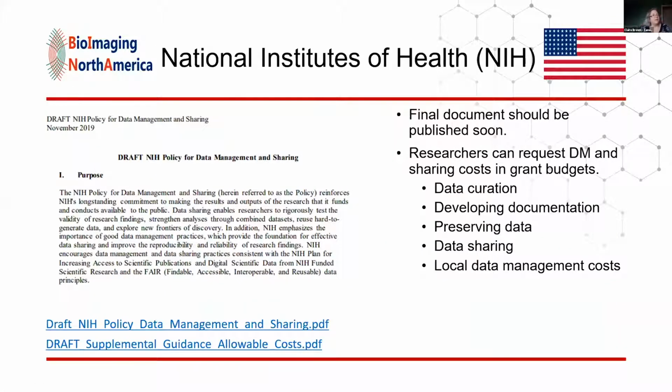So in the US, there's similar documentation. I'll just focus here on the National Institutes of Health, and they put out a draft policy in 2019 on data management and sharing, and they're just finishing up a public consultation, and final documentation should be available soon. And I think one of the important developments that came out of this is that researchers can request data management costs in their grant budgets. So this is, I think, a new direction for federal funding agencies in the US, and will give researchers, at least for project-based funding, some of the resources they need in order to actually share and deposit their data where others can see it.